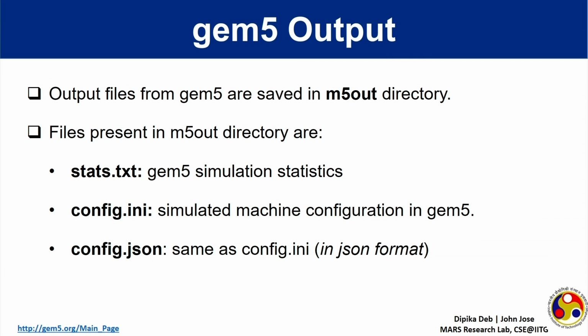So, now coming to the output of the simulated machine, it can be found in the gem5/m5out directory. Next, I will discuss the output of the target machine. The stats.txt file contains the statistics of the output files inside the m5out directory. The config.ini contains the machine configuration of the simulated machine. The config.json is the same as the config.ini, but it is in JSON format.